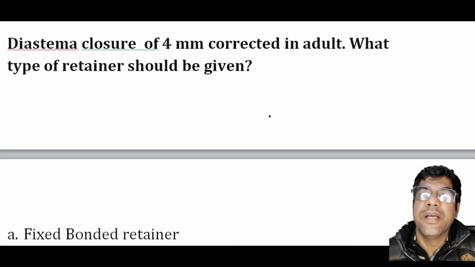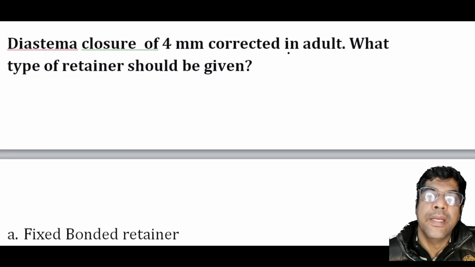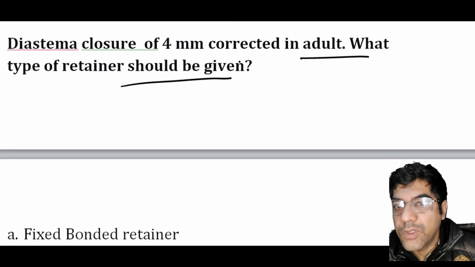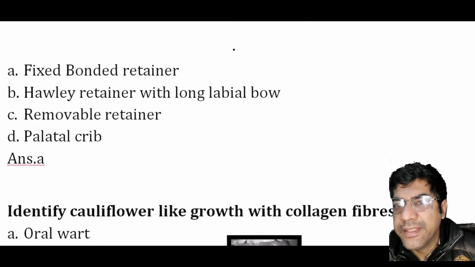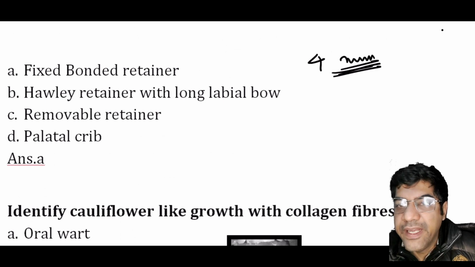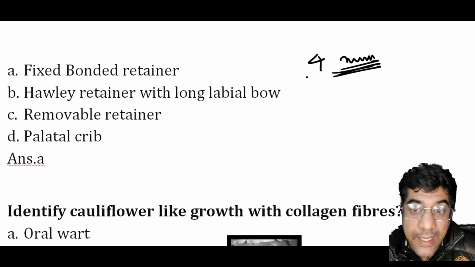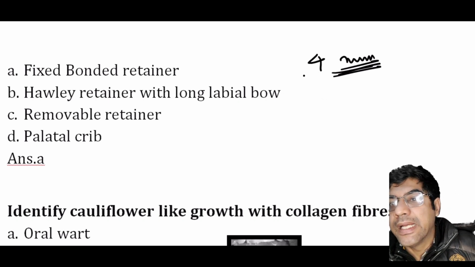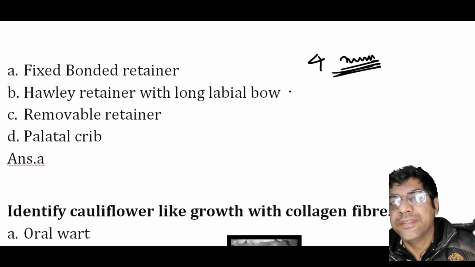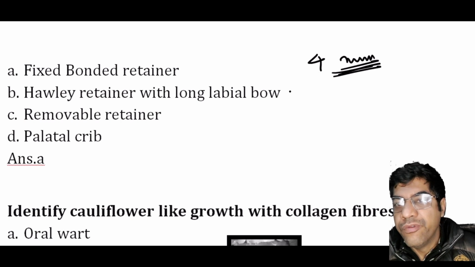Coming to the next question, the diastema closure of 4 mm corrected in adults, what type of retainer should be used? Here the diastema is around 4 mm that needs correction. A fixed bonded retainer is a type of retainer that is permanently attached to the back surface of the teeth, typically using dental bonding. It consists of thin wires that are fixed in place and not removed by the patient.